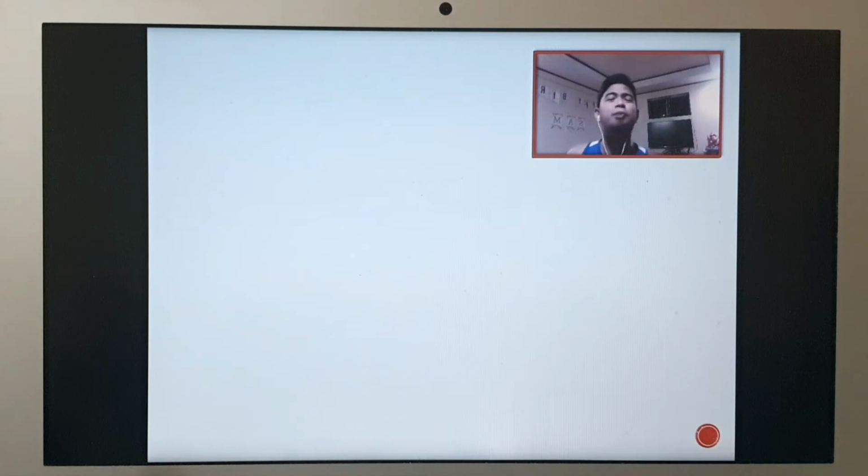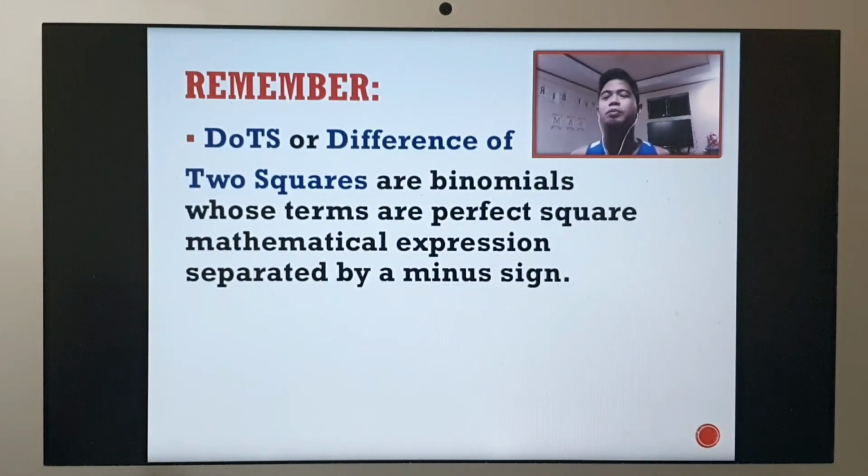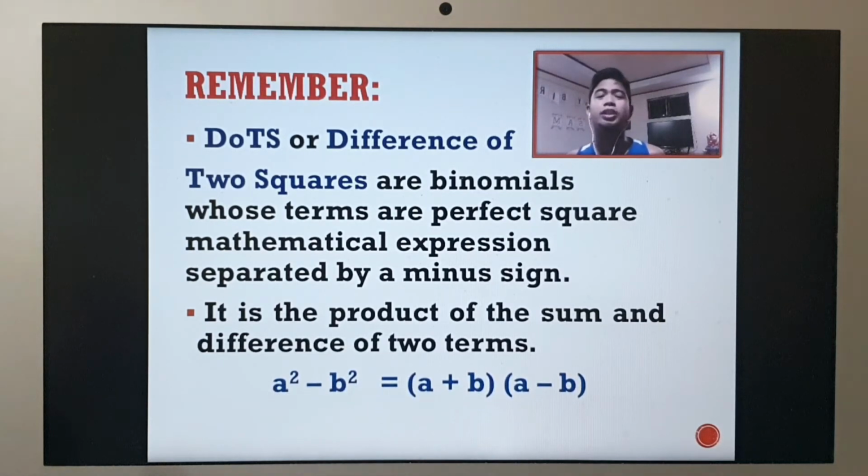After knowing which polynomial is a difference of two squares, we proceed now on how to factor them. Remember that DOTS or difference of two squares are binomials whose terms are perfect square mathematical expressions, separated by a minus sign. Also, recall that the product of the sum and difference of two terms, a and b, yields a product which is a difference of the squares of a and b.